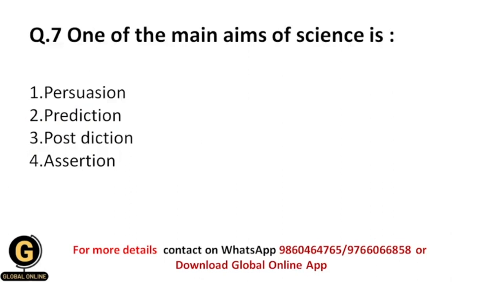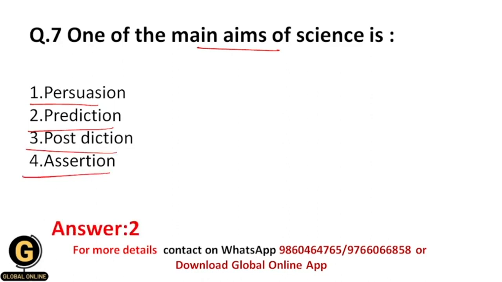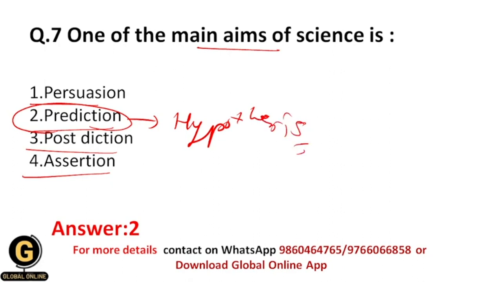Okay, one of the main aims of science is, so what is one of the main aims of science? Whether it is persuasion, prediction, post-diction, or assertion. So obviously the main aim of science is prediction. So prediction is nothing but the hypothesis, right? If we don't have a hypothesis, if we don't have a prediction, then obviously we can't follow up such predictions through our statistical methods. And that's why one of the aims of science is making a hypothesis or prediction.